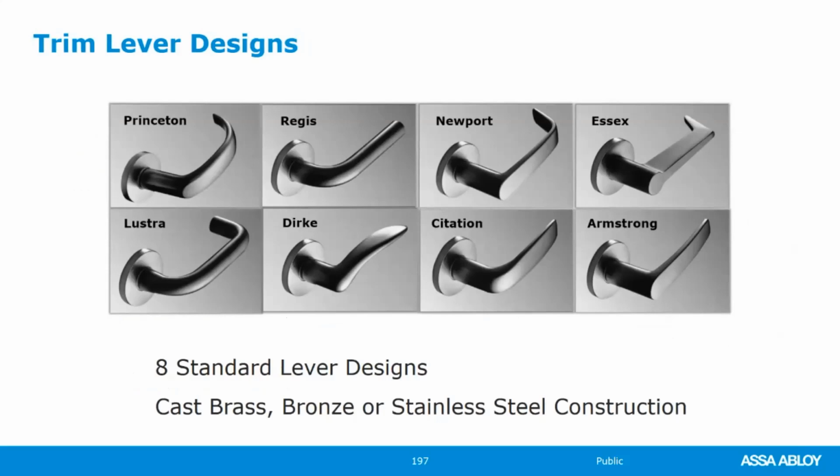Here are our trim lever designs. The first letter of the trim signifies the design in the part number. So the R for Regis, the N for Newport, the E for Essex. The only one that uses 2 letters for some reason is the Princeton, which is PR. The levers are all cast bronze, brass, or stainless steel construction versus zinc that we see on some of the commodity or commercial type devices. All of these would be cast bronze or stainless, architecturally finished.